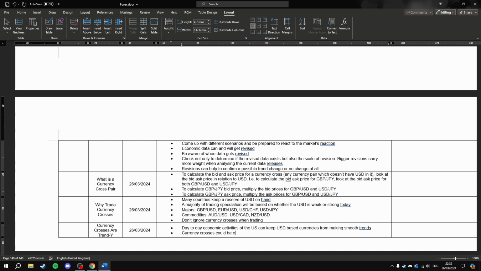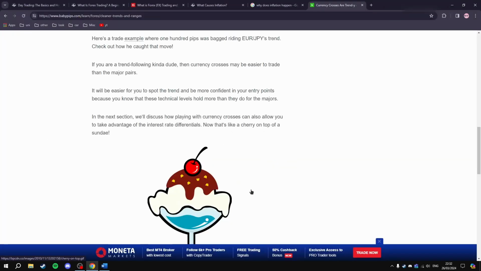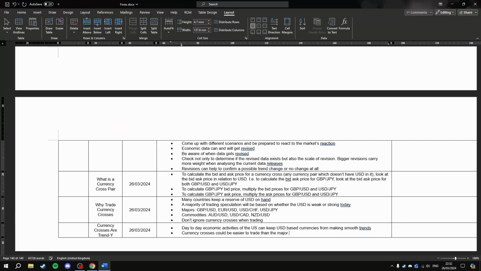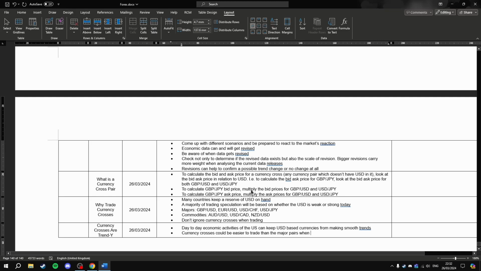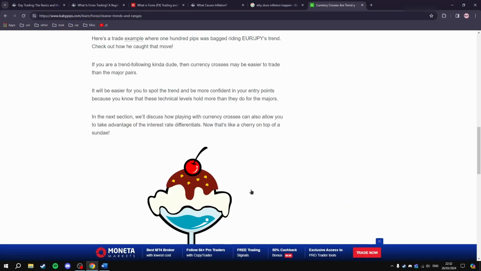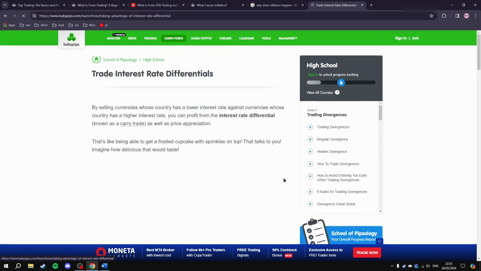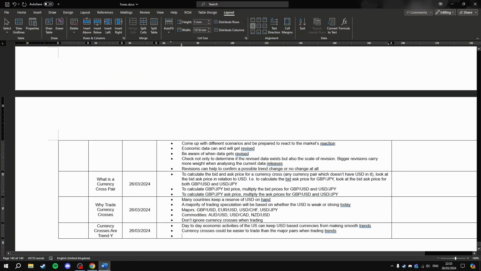Could be easier to trade than the major pairs when trading trends. In the next section, we'll discuss how playing with currency crosses can also allow you to take advantage of the interest rate differentials. Now that's like a cherry on top of a sundae. Trade interest rate differentials.